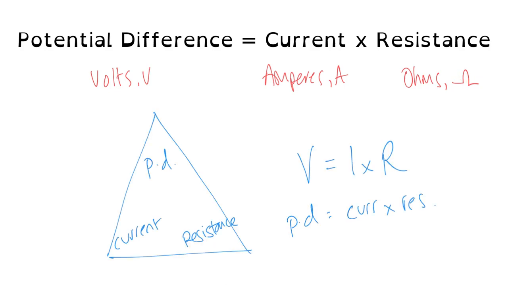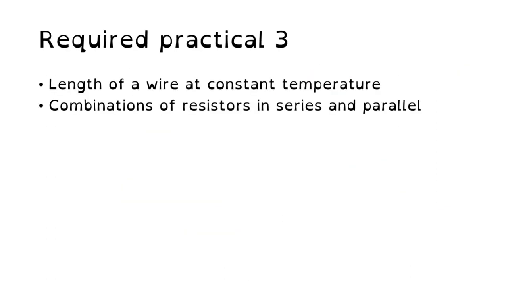So one skill you'll need is to rearrange the equation. If you like triangles, it looks like this, where the potential difference goes at the top, and then current and resistance are multiplied and go next to each other at the bottom. Or you can remember it as V equals IR, V equals I times R, or PD equals current times resistance, just maybe in the shortened form.